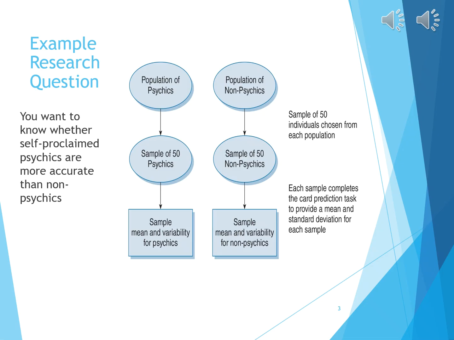So as the figure is showing you, we're going to have two different populations. We're going to have a population of psychics or self-described psychics and a population of non-psychics. We're going to get a sample of each of those, 50 people from each, and that's going to give us the sample mean and sample variability, or sample standard deviation and variance, for each of those populations. And we need those things to eventually calculate what's known as pooled variance and then estimated standard error so we can find our t-score from there.